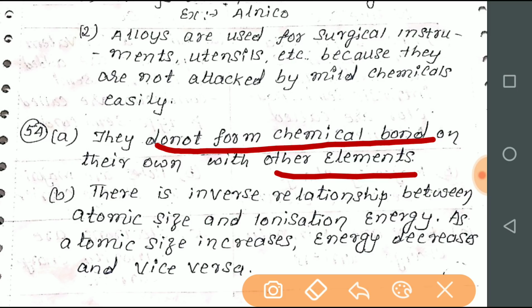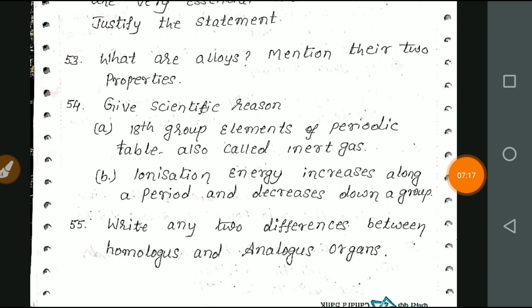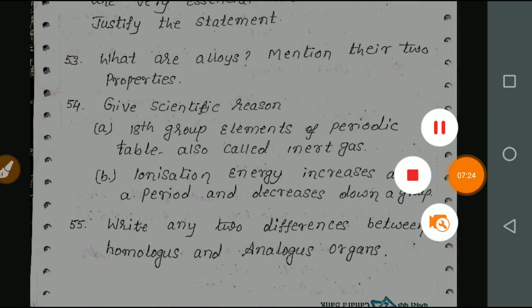Dear friend, the relation between atomic size and ionization energy is inversely proportional. As the atomic size increases, ionization energy decreases. As the atomic size decreases, ionization energy increases, and vice versa. So this is the answer for the question. Now, next question. Write any two differences between homologous and analogous organs.